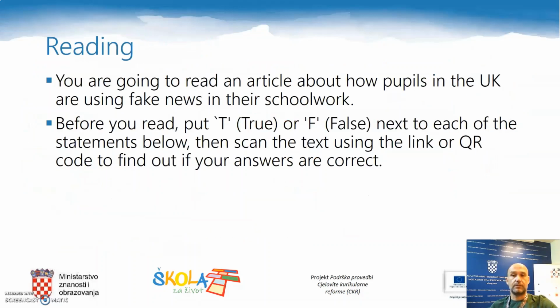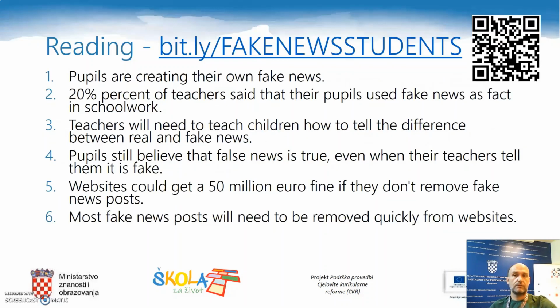So, we're going to do a bit of reading. You're going to read an article about how pupils in the UK are using fake news in their schoolwork. Before you read, put true or false next to each of the statements below, and then scan the text using the link or QR code to find out if your answers are correct. So here are the statements. Pupils are creating their own fake news. 20% of teachers said that their pupils used fake news as fact in schoolwork.